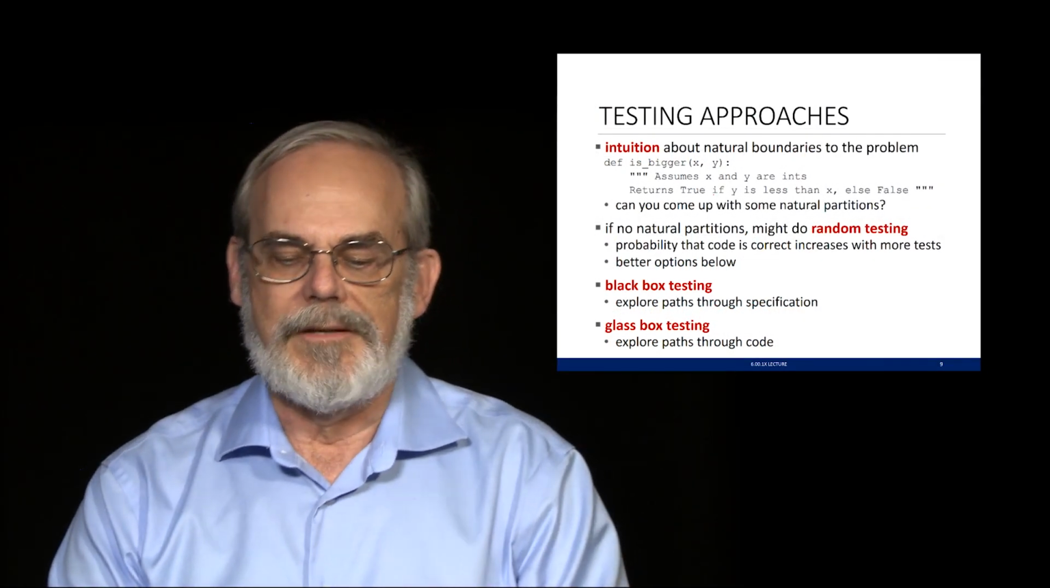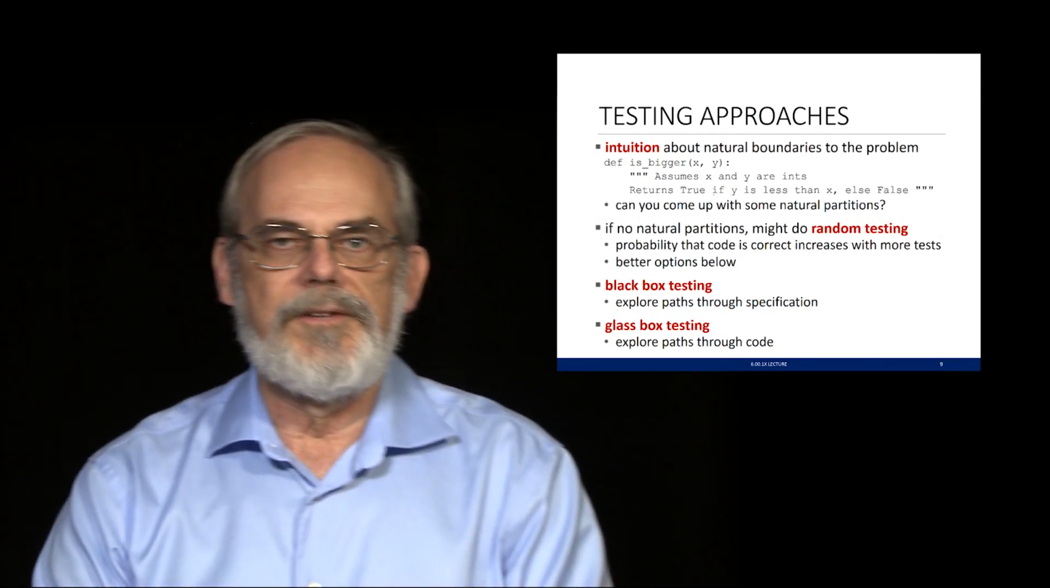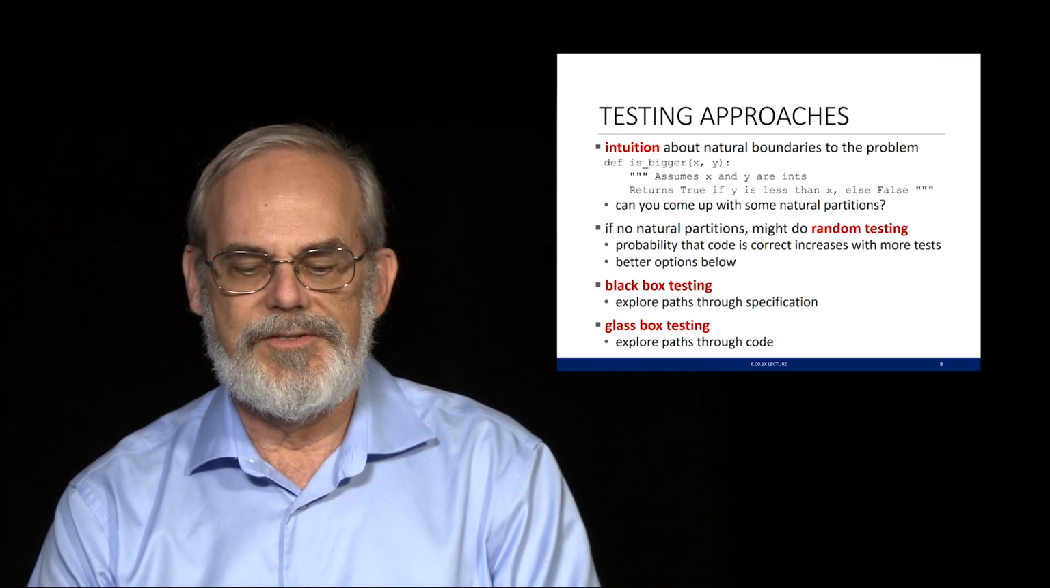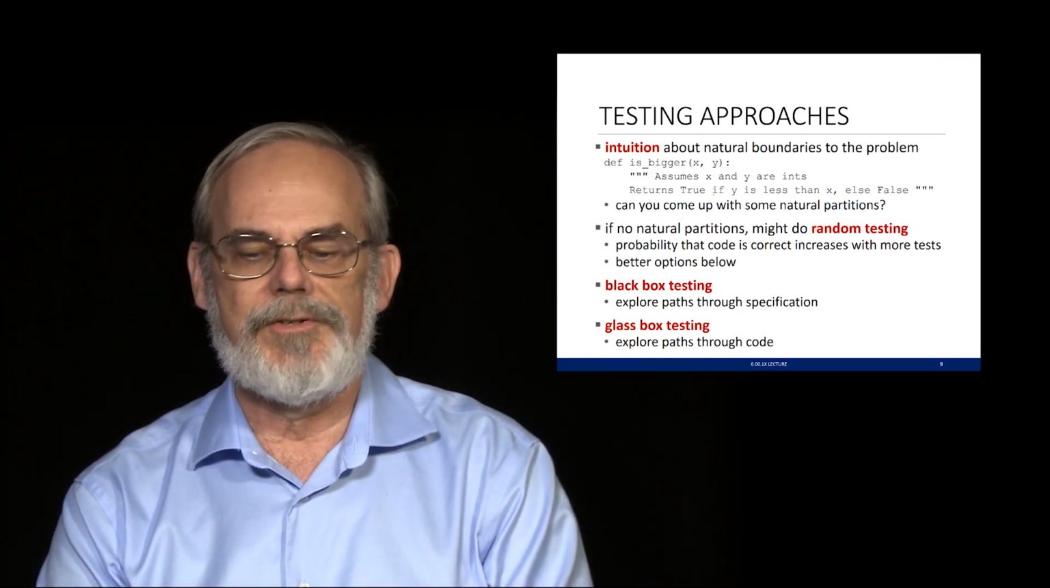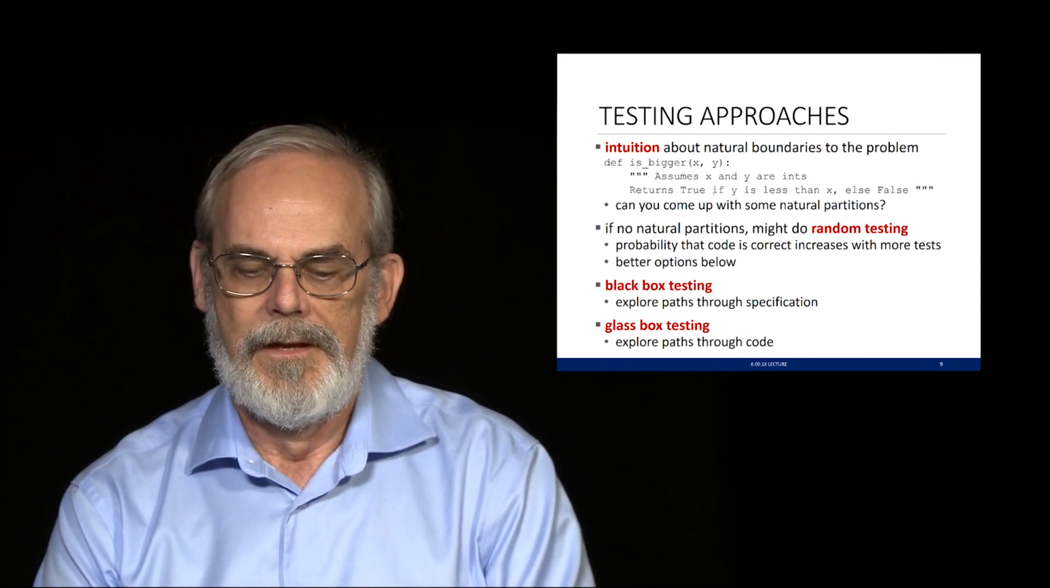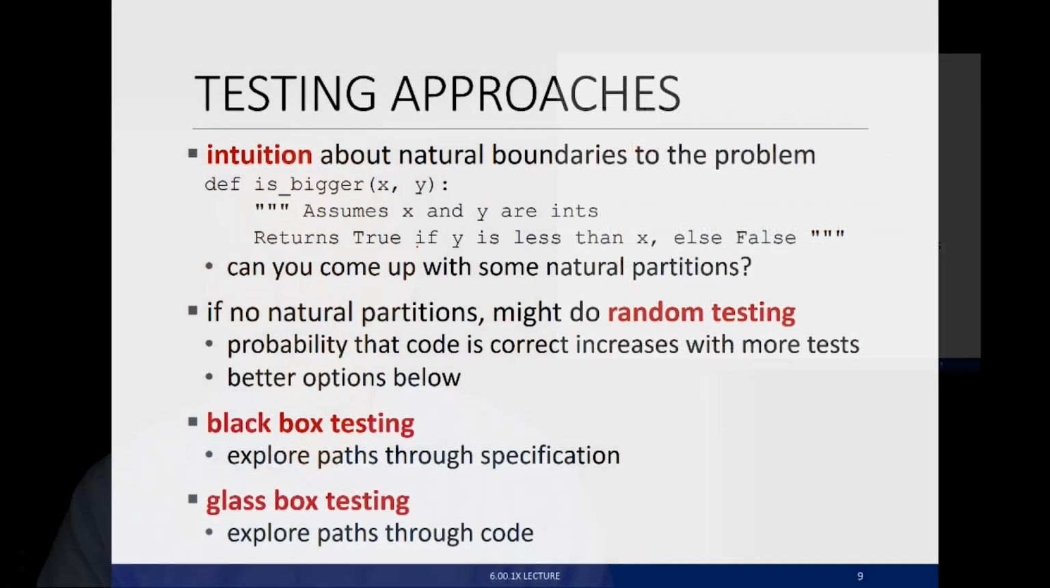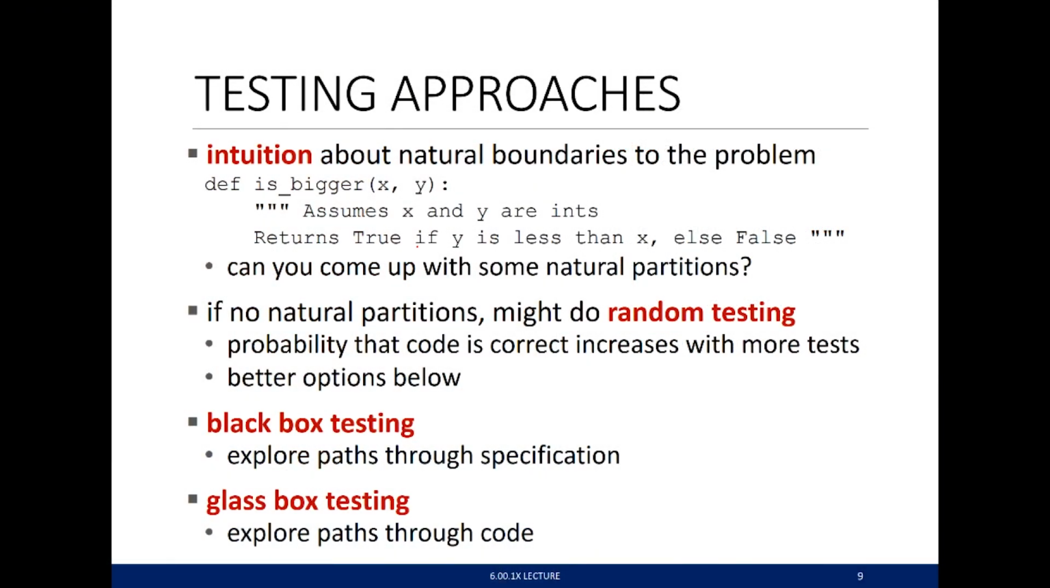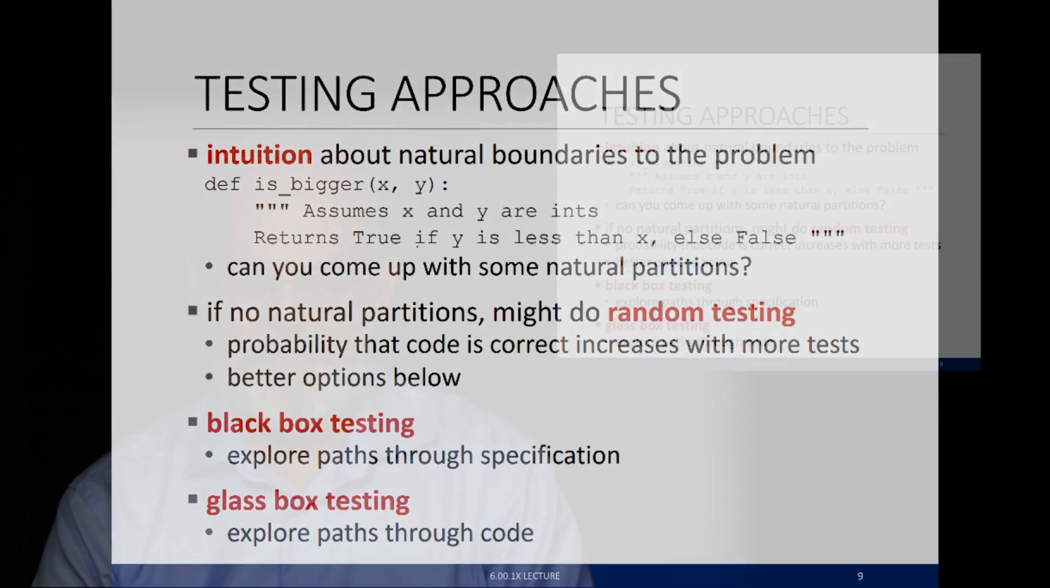How do you do the testing? Well, there are a couple of things that we want to suggest here. The first one is to use your intuition about natural boundaries in the problem. For example, I've got a little function here which is testing is x bigger than y. And I've simply said I'm going to assume x and y are ints. I'm going to return true if y is less than x, otherwise false. I want to think about where are some natural places to test that. Where are places in the numbers that are going to be natural things to look at?